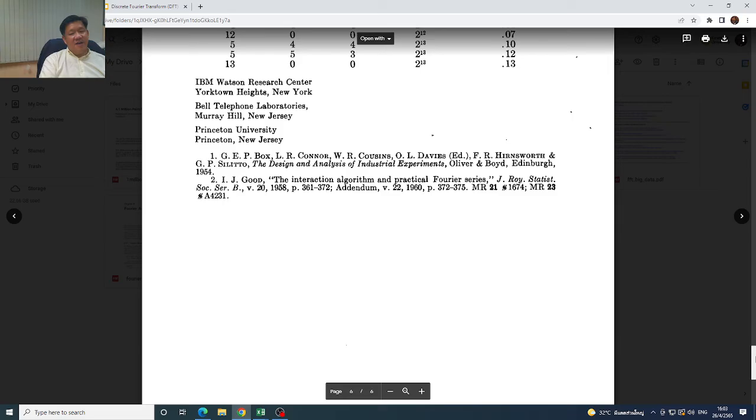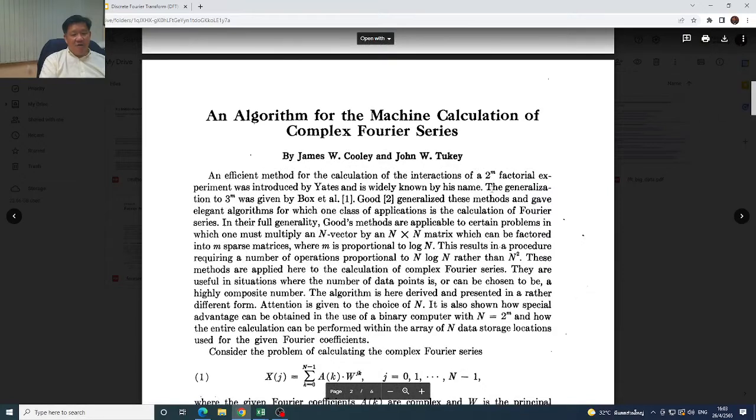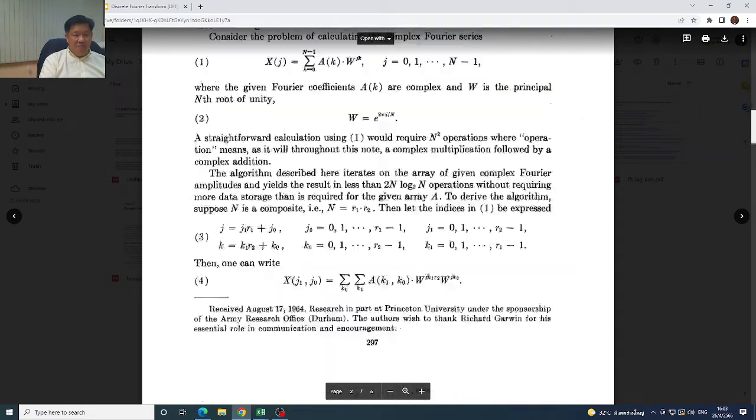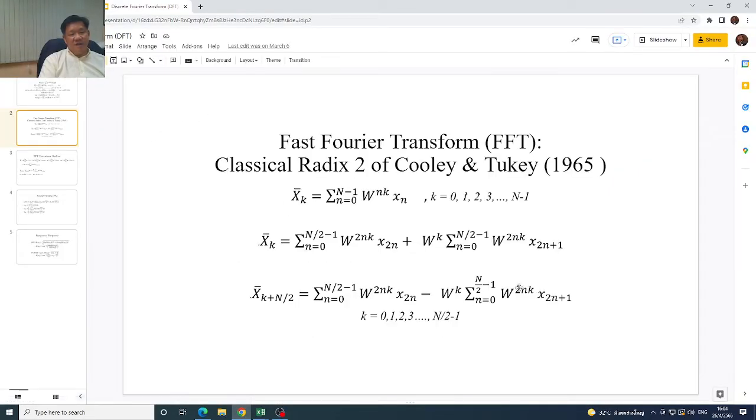But this plays a major role. First of all, they talk about the 2 to the n factorial experiment, Yates. So if you study statistical experimental design, you're familiar with this. But very few people know that this is where it all starts, from Cooley and Tukey. This algorithm that Cooley-Tukey wrote in 5 pages became well known, and can be summarized by this part that I show you on the screen.